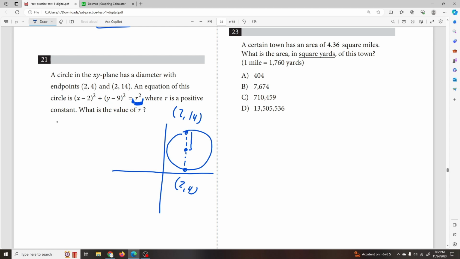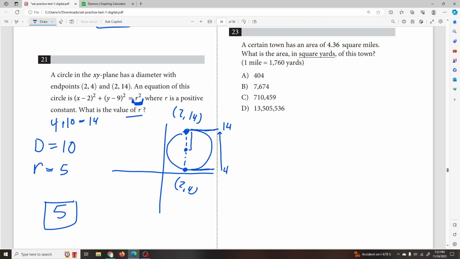Well, here I'm at 2 and here I'm at 2, and I'm going from 4 all the way up to 14. What's the distance between them? Well, there's 10 between them, because 4 plus 10 is equal to 14. So I have to go 10 up from 4 to get to 14. That means that my diameter is going to be 10, and that means that my radius is going to be 5. So the value of r is going to be 5. I don't see why you would need to check this in the Desmos graphing calculator. Probably don't need to. Answer is 5.